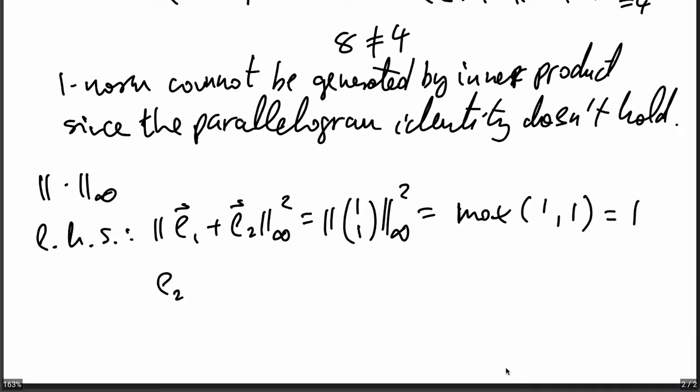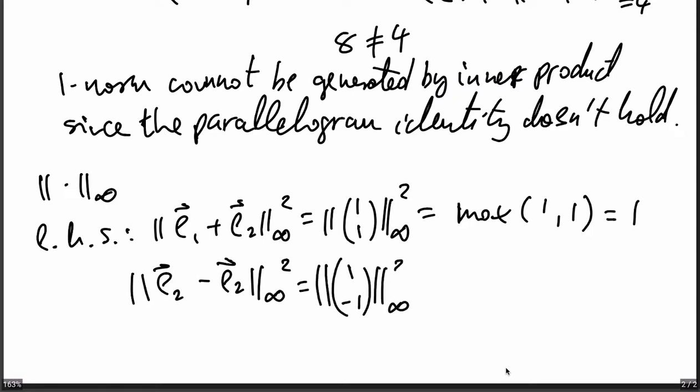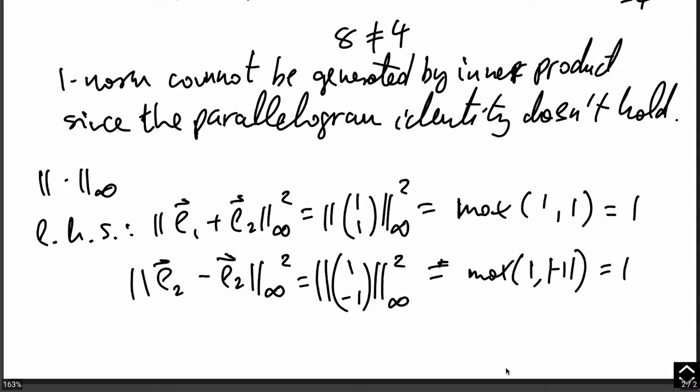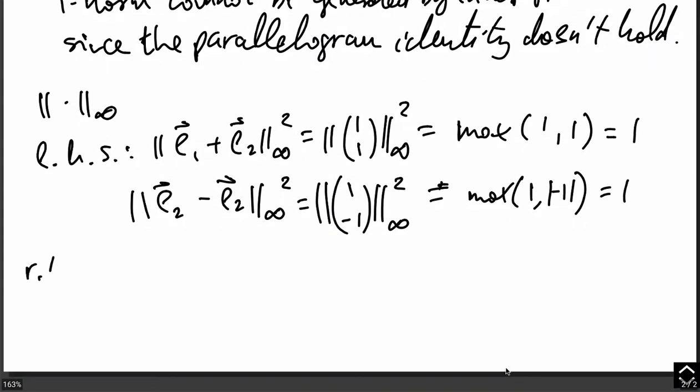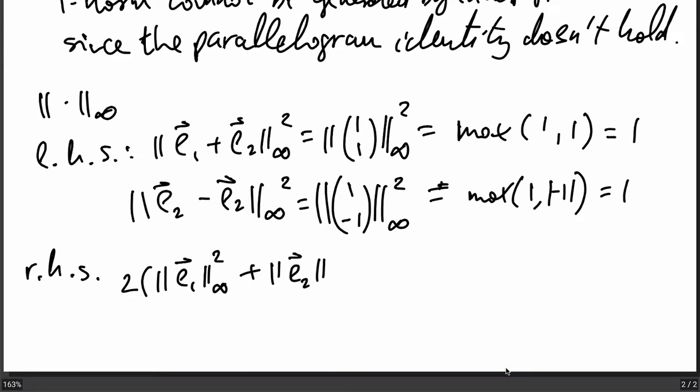If we subtract the two from each other, then we get 1 minus 1. Still we have to take the absolute value and then the maximum. So this is the maximum of 1 and the absolute value of 1, which is 1 again. That's the left-hand side of the parallelogram identity, and if you check the right-hand side, 2 times the infinity norm squared of E1 plus the infinity norm of E2.